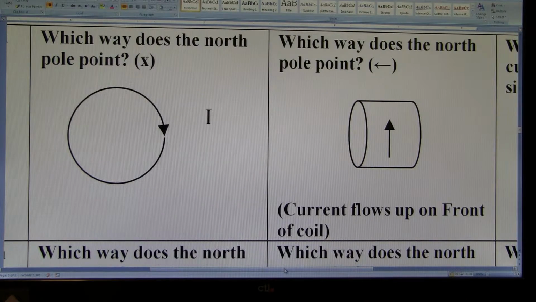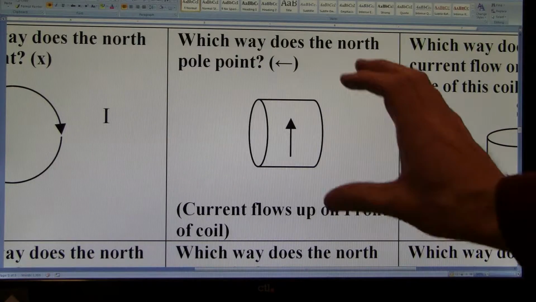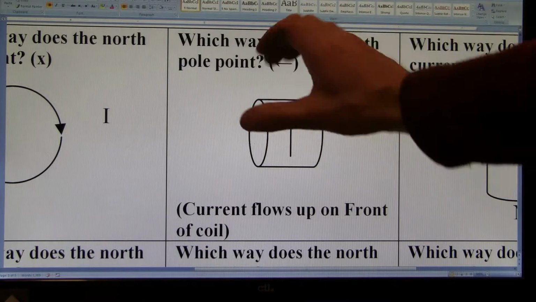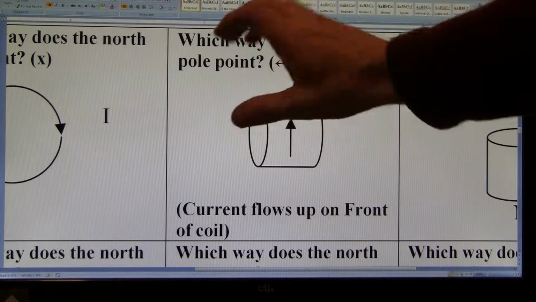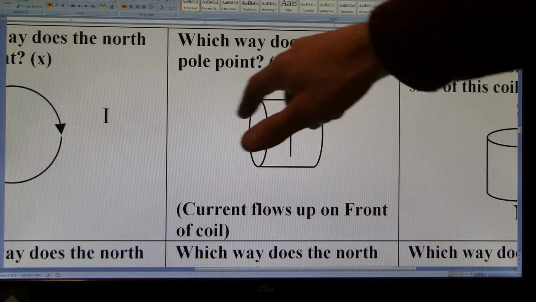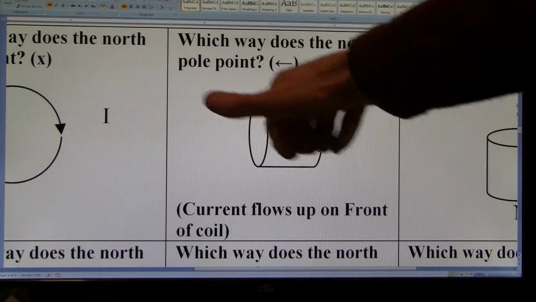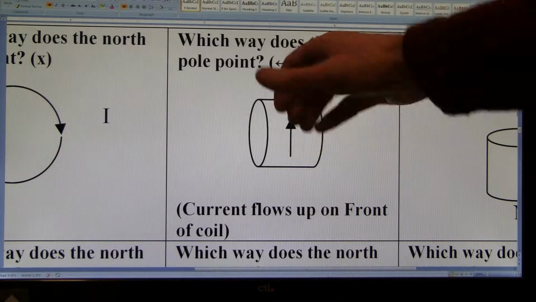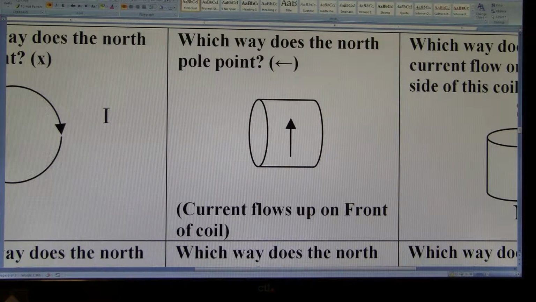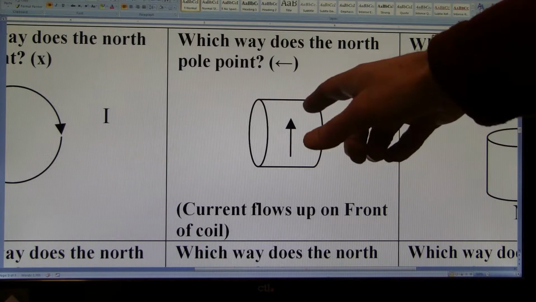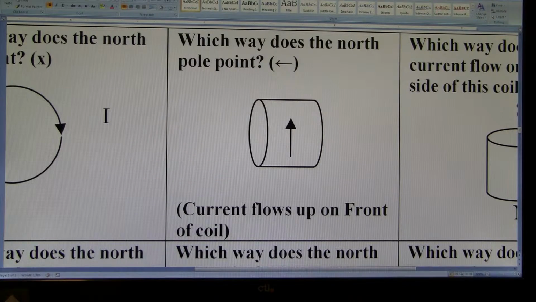And so if we have a coil like that, to make a North Pole this way, the current has to be flowing this way. Okay, as seen from the left side, it would be anti-clockwise, right? And so therefore that's the North Pole on this side if it's going up the front. Oh, wait. Which way does the North Pole point? The current's flowing up. Okay, I got it.